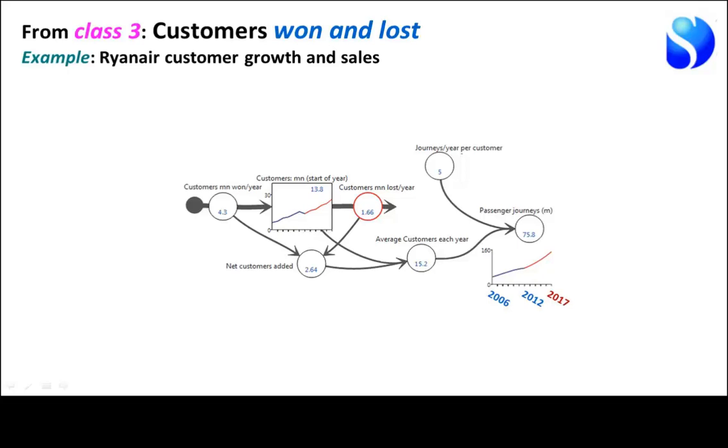Where do customers come from? Well, we count customers at the end of the year and we count customers at the beginning of the year. So we've got to just calculate that thing in the middle there, the average number of customers during the year. But that box on the left is the stock of customer numbers at the start and end of each year. And I've paused it at 2012, where we can see we've got 13.8 million customers. Now, where did that number come from?